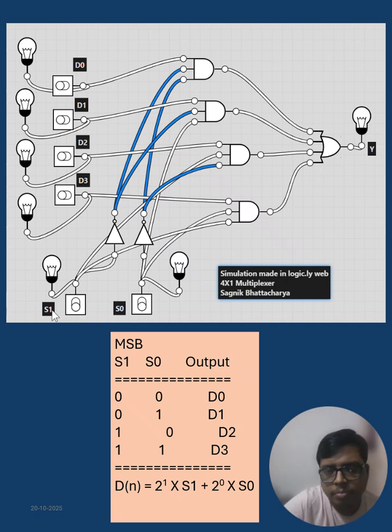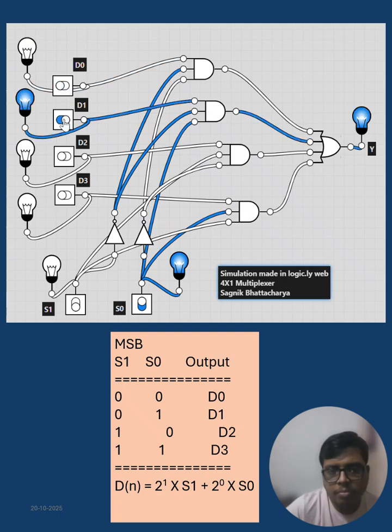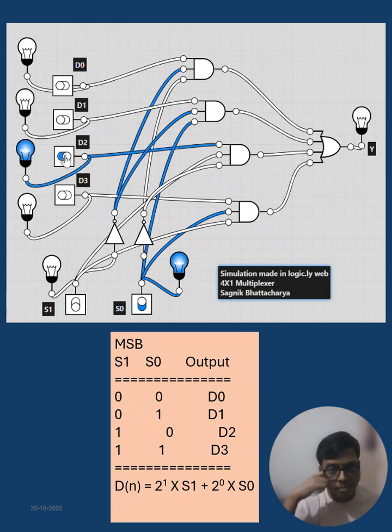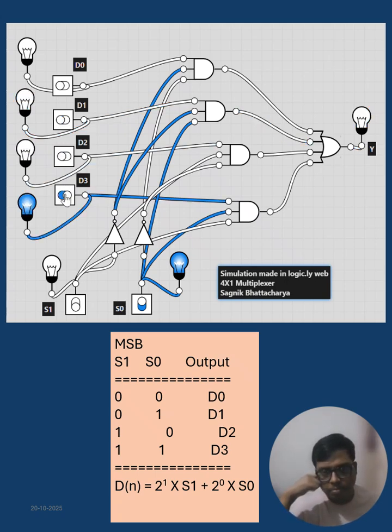Now if I change the status to 0 1, that means S1 is 0 and S0 is 1. In this status what happens? If I change D0, there is no change. But if I change D1, D1 is now selected in the output. If I change D2, there is no change. If I change D3, there is no change.